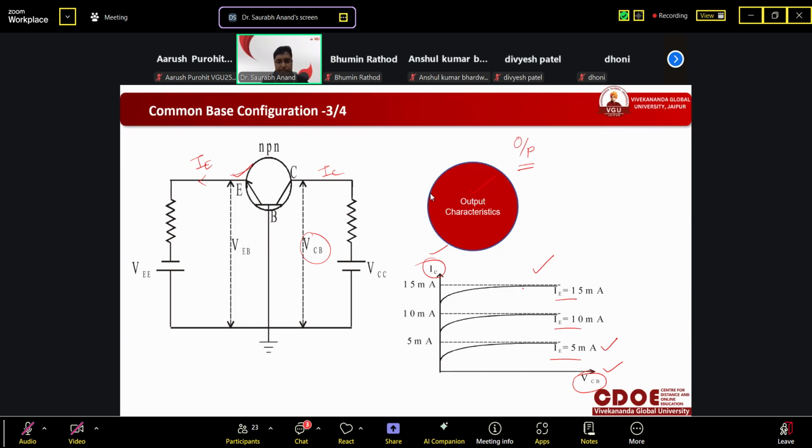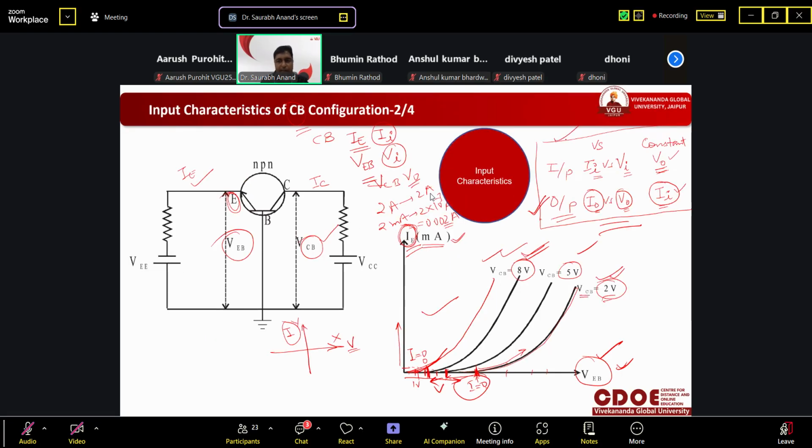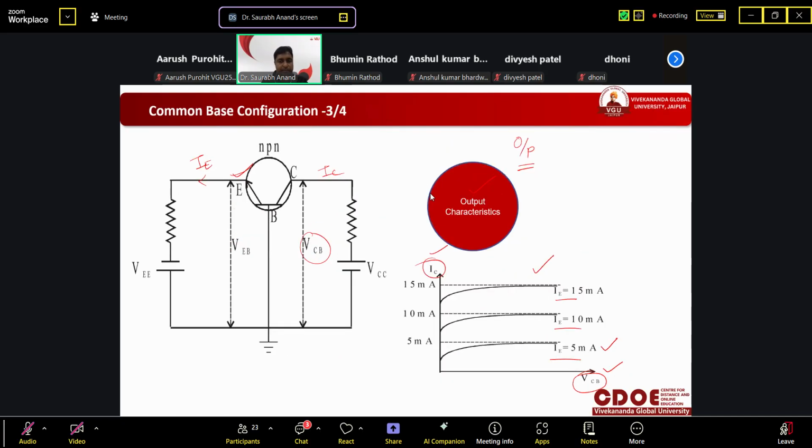Got it? So whatever I am drawing in this box is useful for you. It is common for all. For the common emitter configuration and common collector configuration, this will be useful. So I will not tell you these characteristics. You will study them yourself.